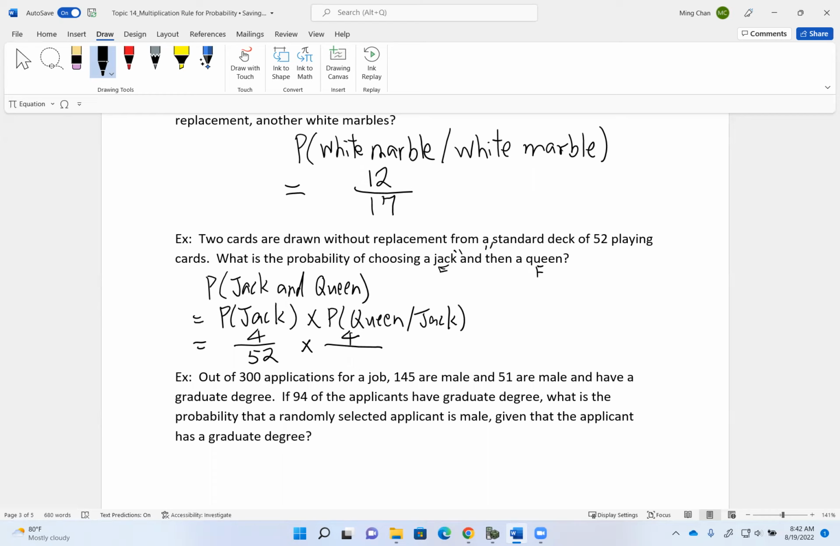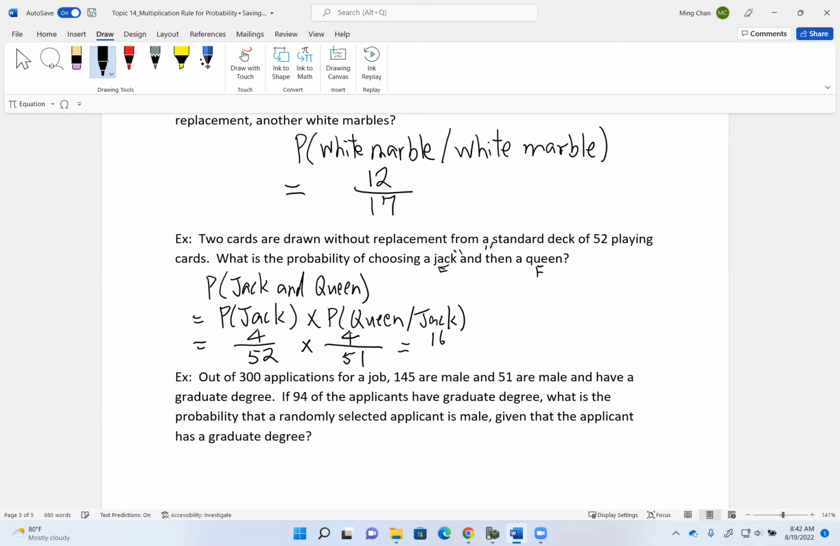Given that the first card is already a jack and without replacement, there should be only 51 cards left in the deck. So by the time I'm selecting the queen, there are only 4 ways to select those 4 queens, because I'm only drawing 1 card in the second event out of 51 total possible outcomes, because there are only 51 cards left in the deck.